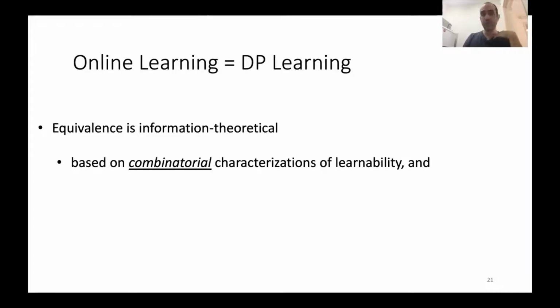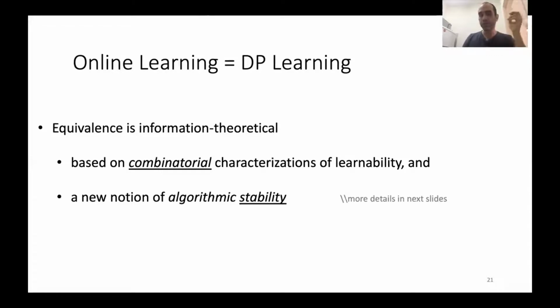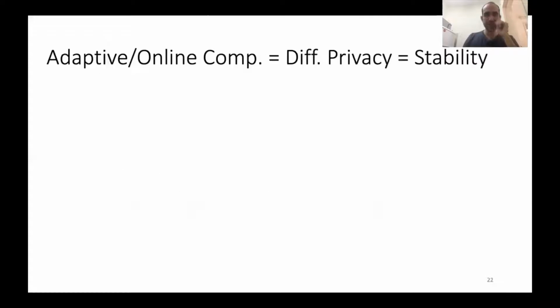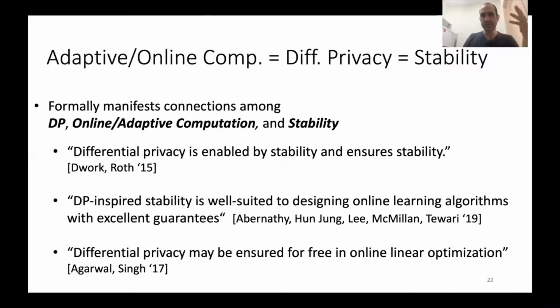It may also be interesting to know that it is based on a combinatorial perspective of learnability and on a new notion of algorithmic stability, which Roy will discuss next in more detail. The last thing I want to say is that despite these caveats, this equivalence still gives a formal manifestation of connections between differential privacy, computation in adaptive environments like online learning, and stability. It gives a very abstract and formal equivalence, which demonstrates these useful connections.